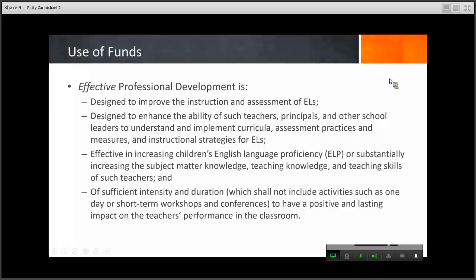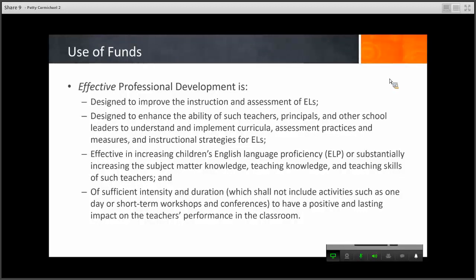So I mentioned effective professional development, and the way that the federal law defines it is with these components. It must improve the instruction and assessment of ELs, or enhance the ability of teachers or other school staff. It has to be effective in increasing children's ELP, or English language proficiency, or subject matter, or teacher knowledge and skills.